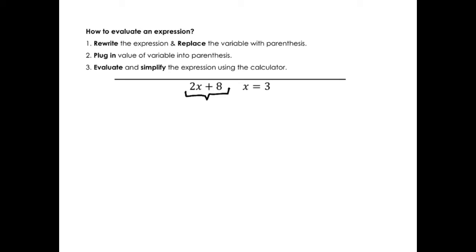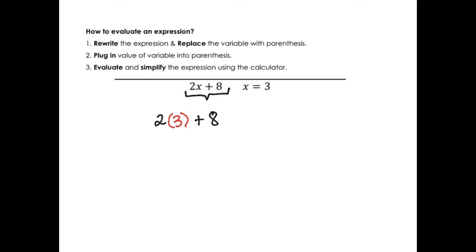I'm going to take my expression, and anywhere I see an x, I'm going to go ahead and replace it with parentheses. So I have 2x, so I'm going to put parentheses there, plus 8. And now wherever I put a parentheses for x, I'm going to go ahead and plug in the value of the variable, as step 2 is telling me to do, which in this case is 3.